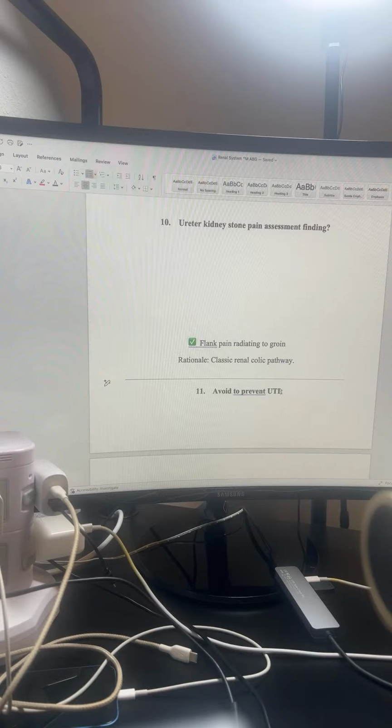Make sure that they're hydrating. Increase fluid intake, fluid hydration. Front to back clean, most importantly for your females. Take out the Foley. Wipe front to back, clean front to back. You can talk about drinking cranberry juice.